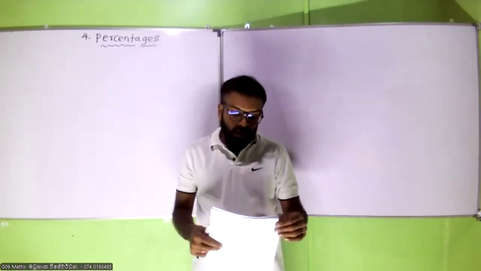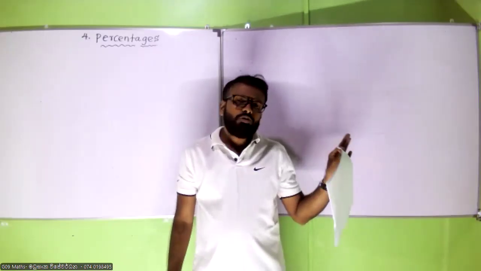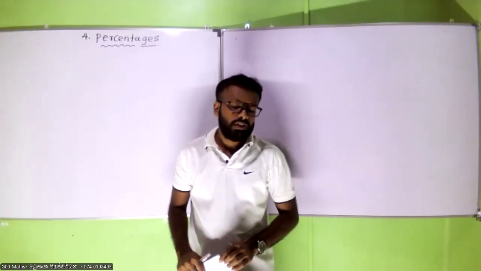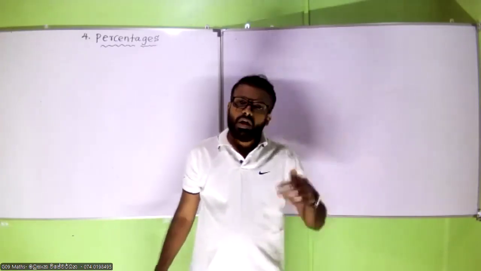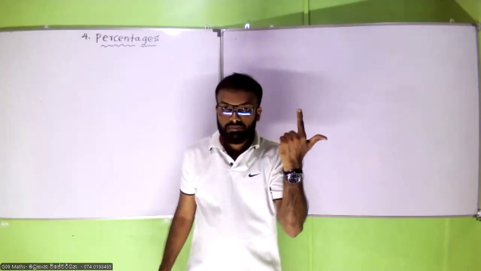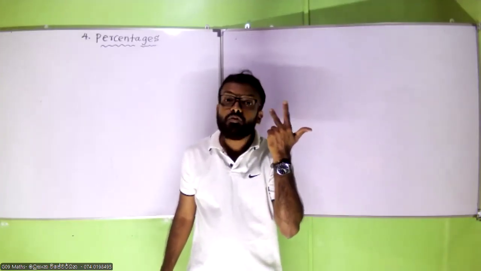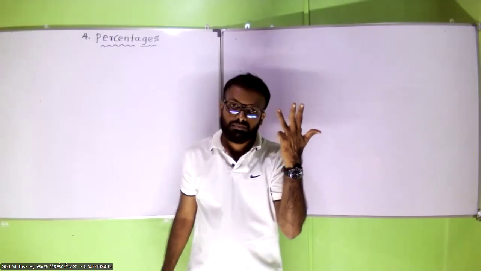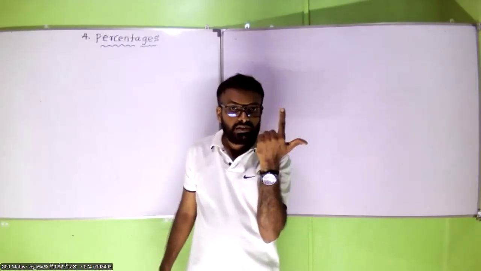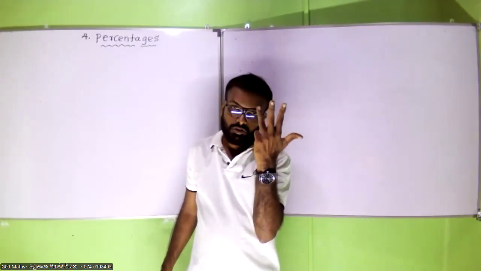Right? So here you have to deal with only 4 to 5 keywords: buying price, selling price, profit, loss.